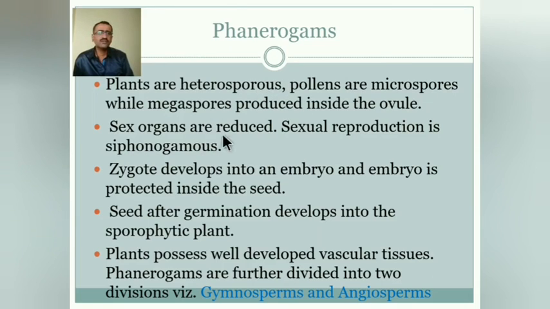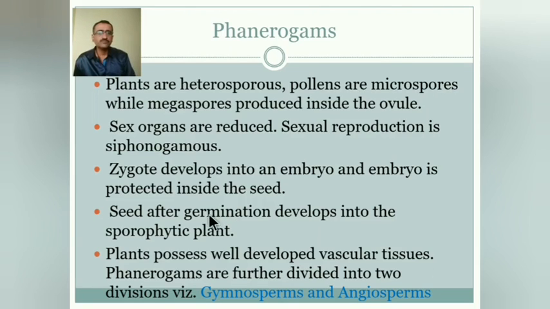Sex organs are reduced. Sexual reproduction is siphonogamous in the phanerogam. The zygote develops into an embryo. That is another evolutionary point present here. The zygote further develops into the embryo, and the embryo is protected inside the seed. The embryo present in the seed further develops into the new plant.